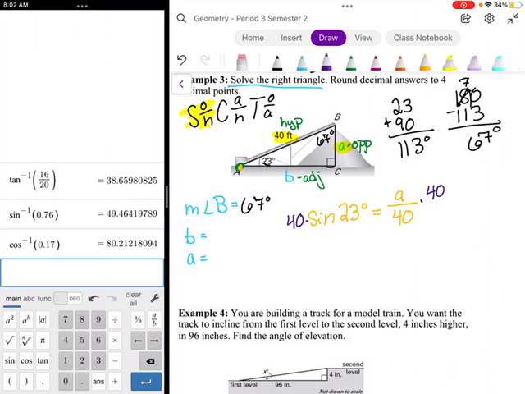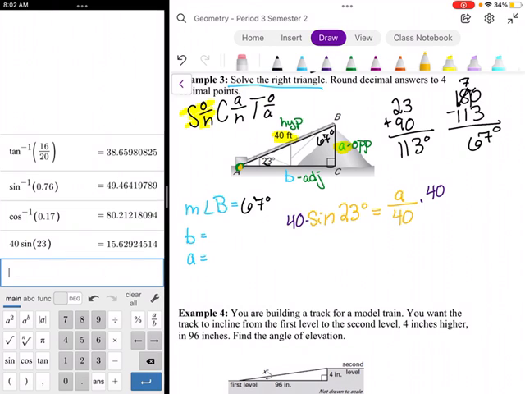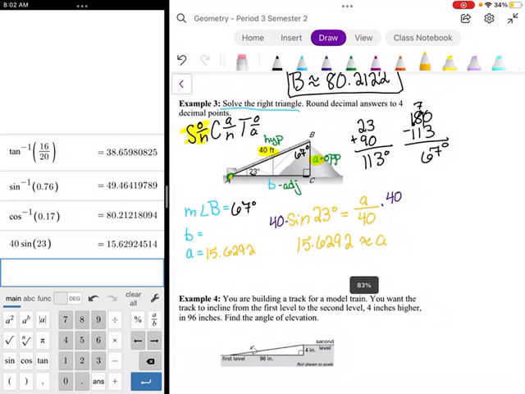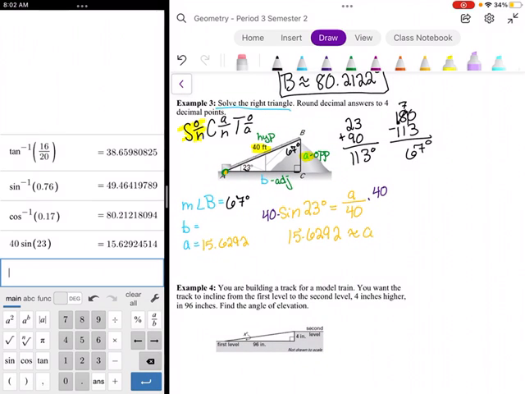So to solve this, I'm going to multiply both sides by 40 and then type it into my calculator. And when you do that, you would get 15.6292, which is about equal to A. Now we can go ahead and solve for B, which is our adjacent side and our hypotenuse. So this time we're again going to use cosine.